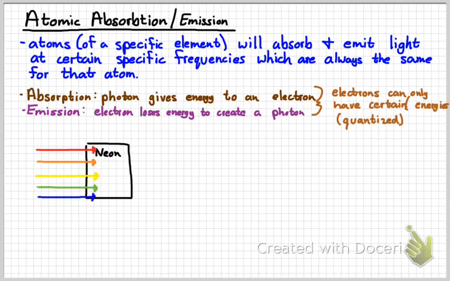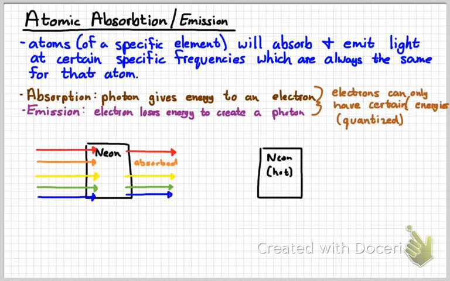So to draw a real simple example, let's say you shined white light onto neon. Remember, white light is just made up of all the different colors, so I drew an assortment of colors in there. All of those will pass through the neon except for that one orangish color. That orangish color gets absorbed by the neon.